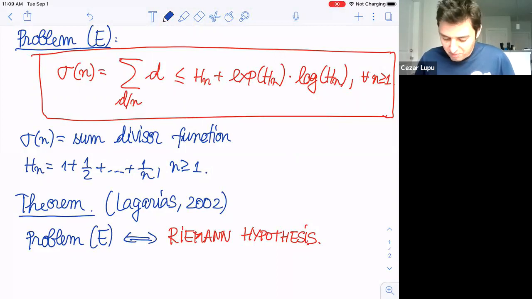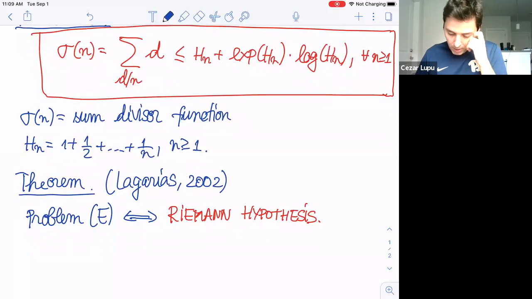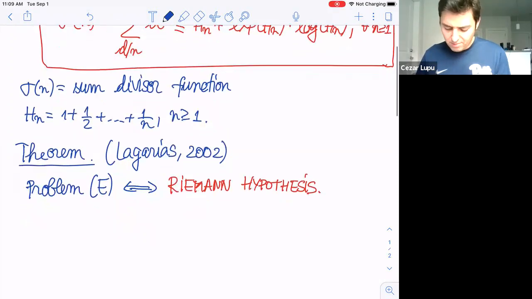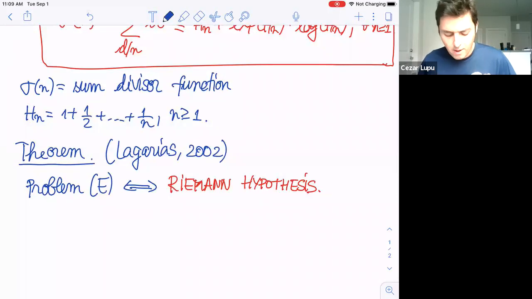I put here E because it stands for elementary, but maybe, just like Lagarias says in his paper, I should put an H for hard, because it's still unsolved. Well, we will see. In today's lecture, I'll prove this. The proof is not that hard, but I'll rely on another statement which is equivalent to the Riemann hypothesis. As we proceed, you will see exactly what I'm talking about.